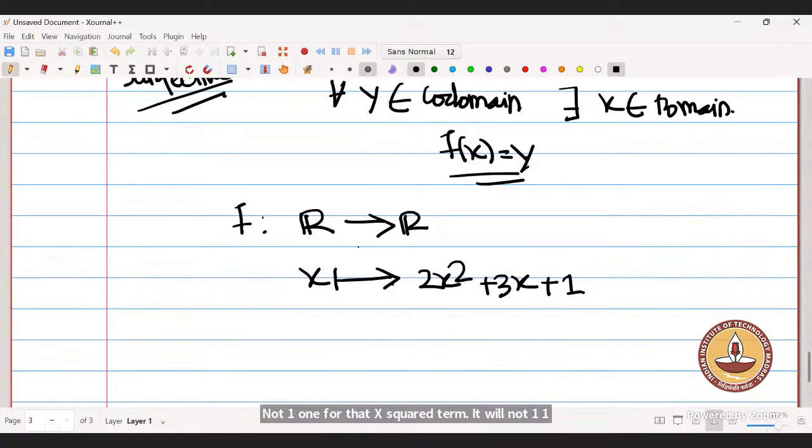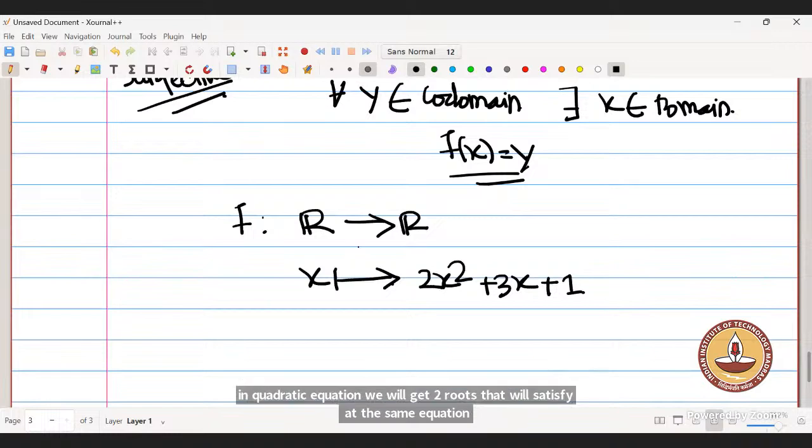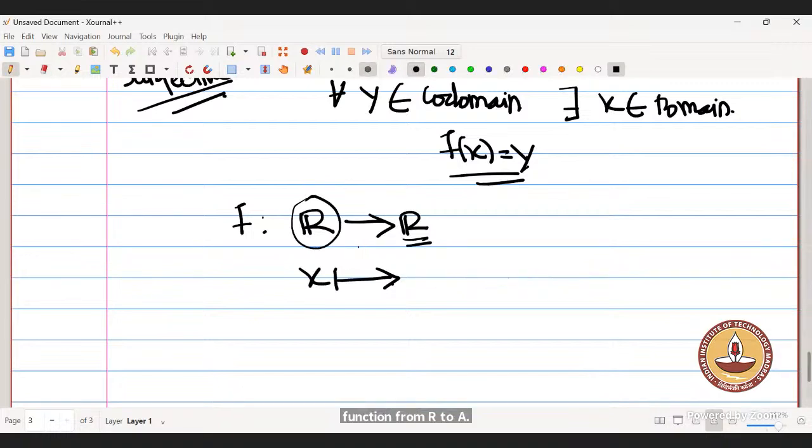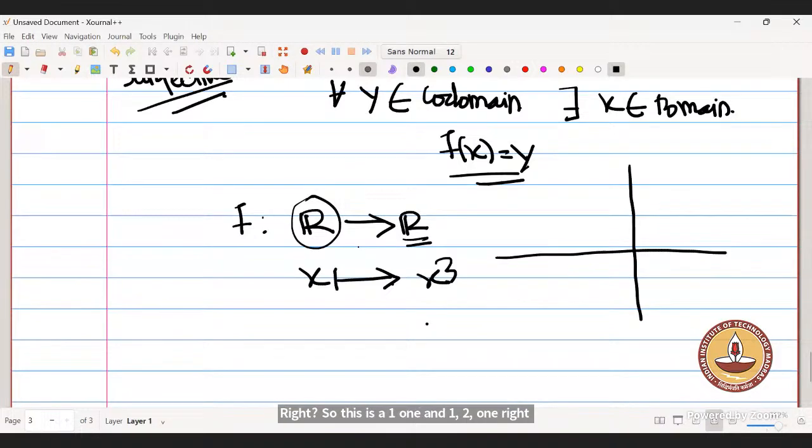Sir, in a quadratic equation, we will get two roots that will satisfy the same equation. So you may not get real roots, right? I'm considering this function from R to R. Right? So for example, if I take x cube, if I only consider this x cube, this is a one-one and onto function, right? If you draw the graph of x cube, this is both one-one and onto, right?